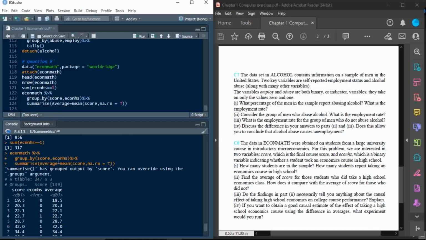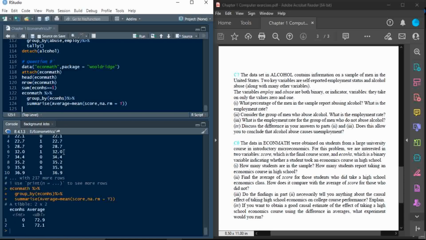Okay, simply we can just group by the econ HS course. We do not have to use the score variable. Now let's run it again. Now look at this. Those students who had an economics course in their high school had an average score of 72.1%, and those who did not have an economics course in their high school had an average of 72.9%. So those who did not take it had a higher average than those who did.